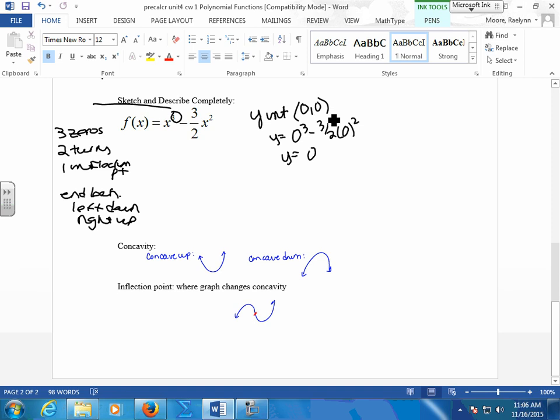So I need to find my roots to see where this is going. So I'm going to set my y equal to 0. This is going to find my x-intercept. Where are my zeros? My roots.